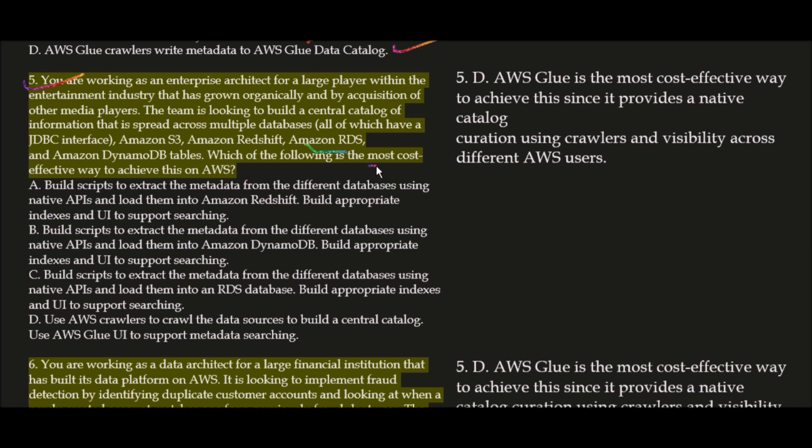Option D. Use AWS crawlers to crawl the data source to build a central catalog. Use AWS Glue UI to support metadata searching. Correct answer here is option D, because AWS Glue is the most cost-effective way to achieve this since it provides a native catalog, curation using crawlers, and visibility across different AWS users. Okay, correct answer of this question is option D.